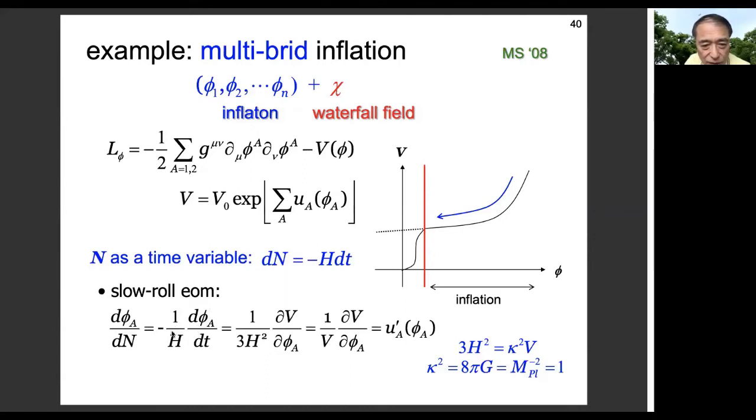It will be just given by 3H over dV d phi a. And H squared will be just given by the potential. So this is just the derivative of V with respect to phi a divided by V. And if this is a product, then the other components just cancel each other, and you only have one function of a, which determines how phi evolves. So this makes the equation easy to solve.